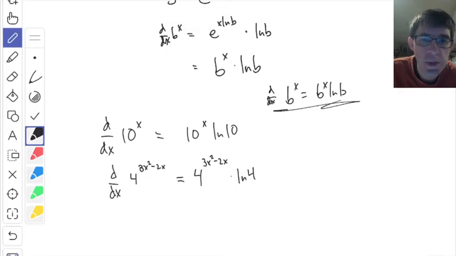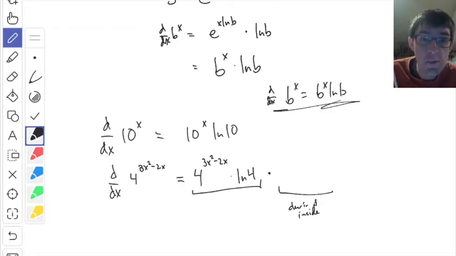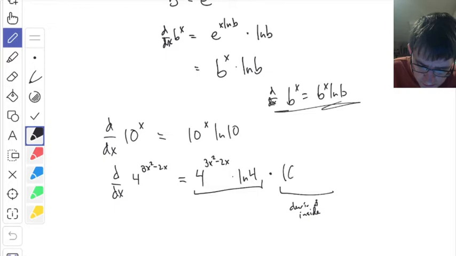So there I just plug directly into the formula. This is not the end though, because I have to do the chain rule. So this right here is the derivative of the exponential part. And then I have to do times the derivative of the inside. By inside, I mean the inside of the exponent, the exponent being 3x squared minus 2x. What are you going to get for the derivative of that? 6x minus 2. Great. And it better be in parentheses like this.